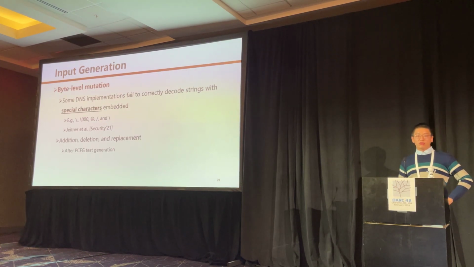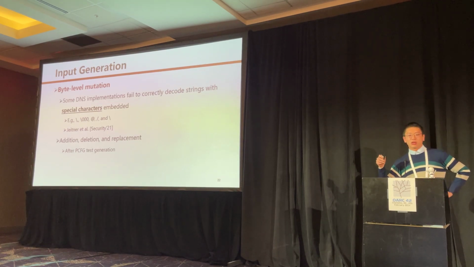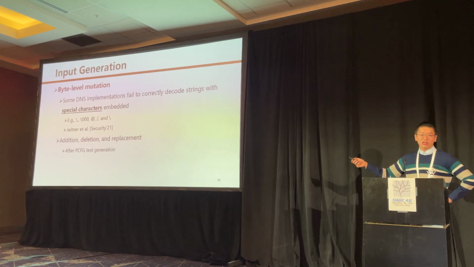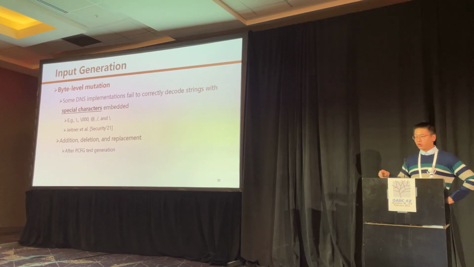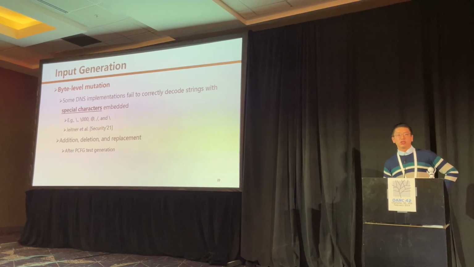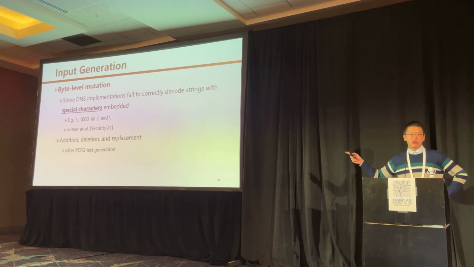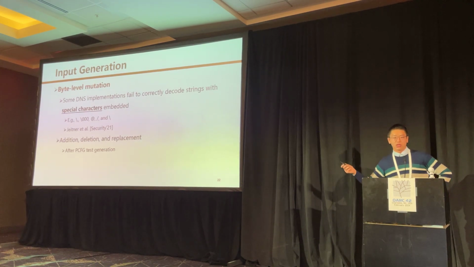And also we integrate bi-level mutation. So this is a work in USENIX Security 21, which found that if we insert some special characters like the slash, the anti-slash, the @, or the end of the string format, or the simple dot, they will cause fragmented or some unexpected behaviors within DNS resolvers. So we add this kind of special characters by using the bi-level mutation after the generation of the payloads of the input generation.